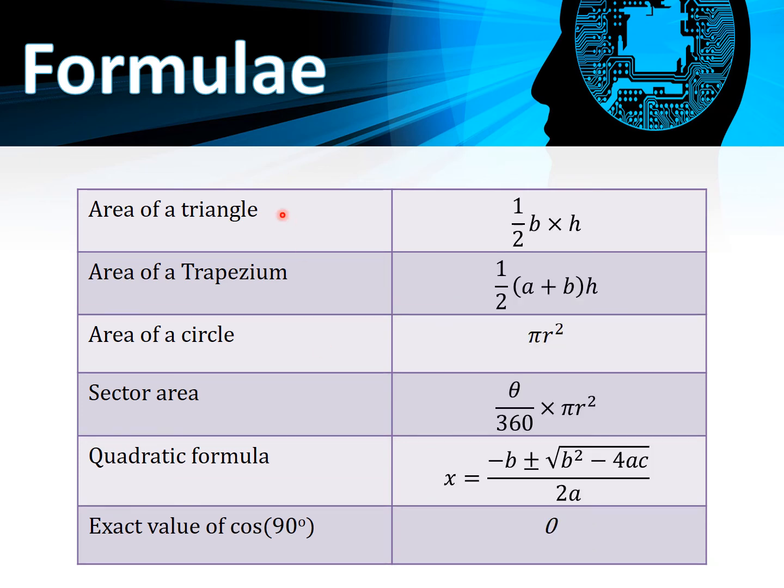And here are the answers. So area of a triangle, half times base times height, or half base height. We've got area of a trapezium, half the sum of the parallel sides times the distance between them, half a plus b times h. Area of a circle is pi r squared. Sector area is the angle that you've got out of 360 times pi r squared. Your quadratic formula, x equals minus b plus or minus the square root of b squared minus 4ac all over 2a, and the exact value of cos 90 is 0.